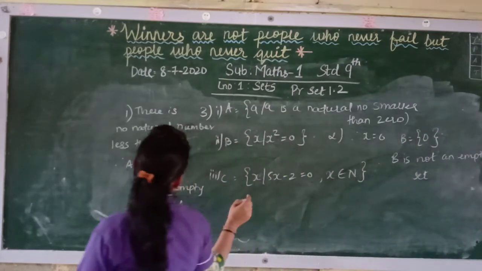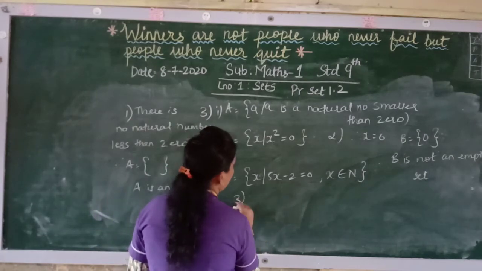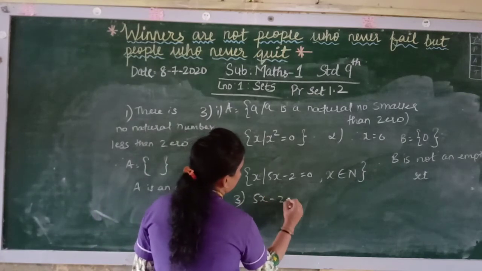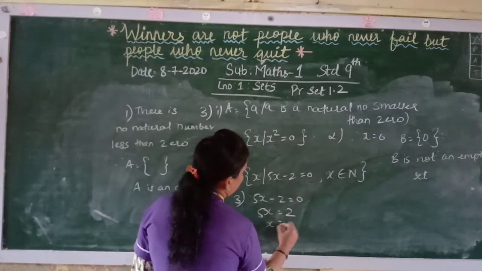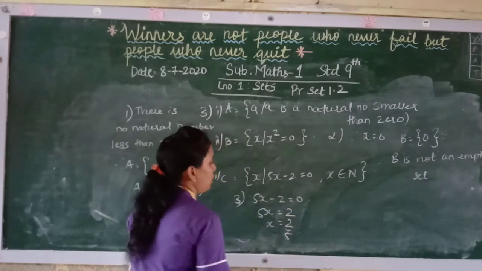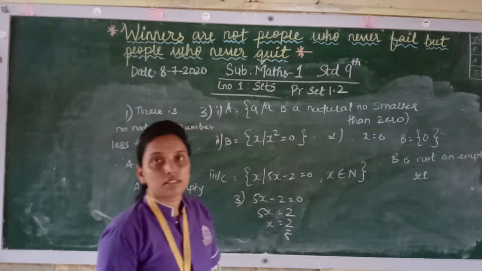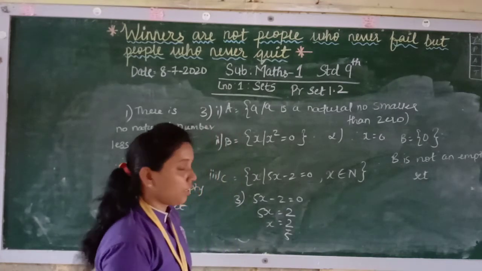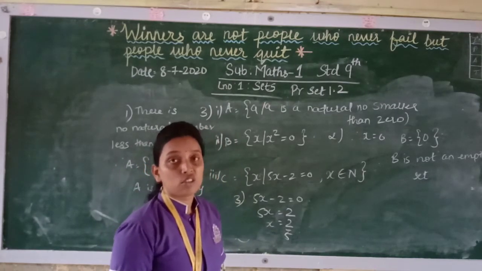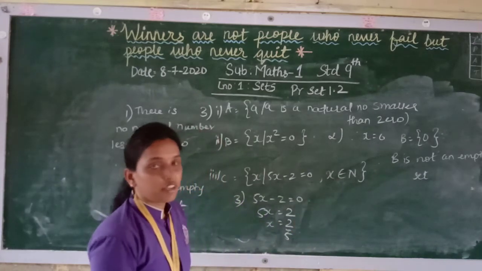Now see third one. Now if you see over here, if you solve this, you will get 5x minus 2 is equal to 0, 5x is equal to 2, x is equal to 2 by 5. Now if you see, the answer is 2 by 5 and here it is given x belongs to N, means x is a natural number, but 2 by 5 is not a natural number, it is expressed in the form of numerator and denominator, so it is a rational number. So here it is not satisfying the condition.